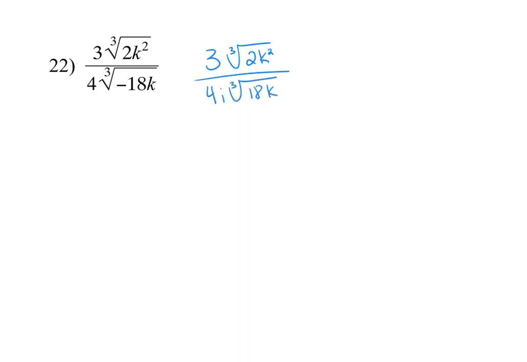And now I can reduce the insides. Do 2 and 18 reduce? Well, yeah, they do. They're both divisible by 2. So I can reduce the 2 and the 18. 2 divided by 2 gives me a 1. K squared up here.